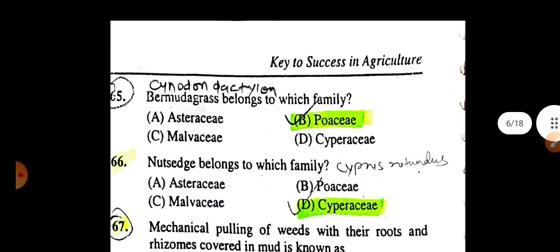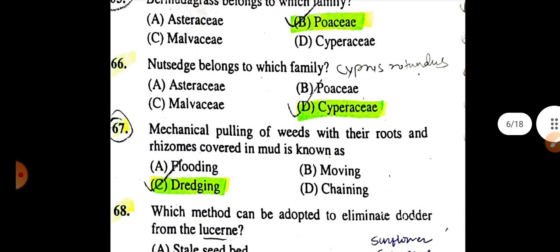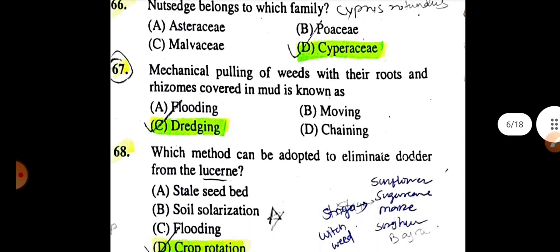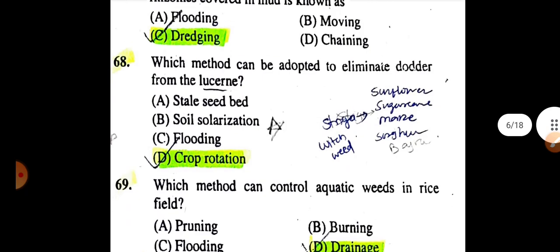Carrot grass belongs to family Asteraceae. Cynodon dactylon, Bermuda grass, belongs to family Poaceae. Nut sedge belongs to family Cyperaceae. A mechanical pulling of weeds with their roots and rhizomes covered in mud is dredging.